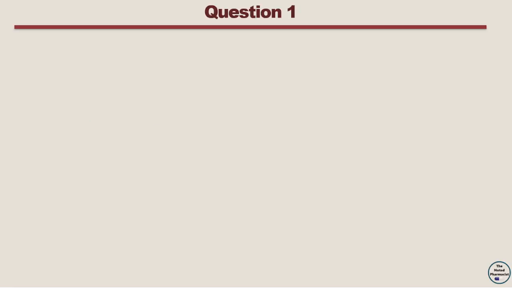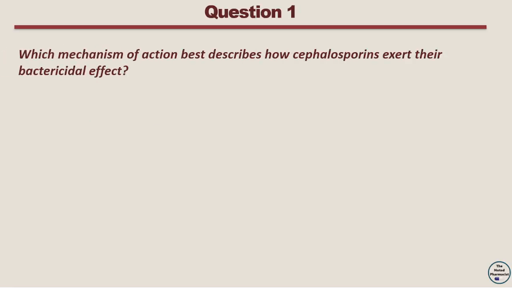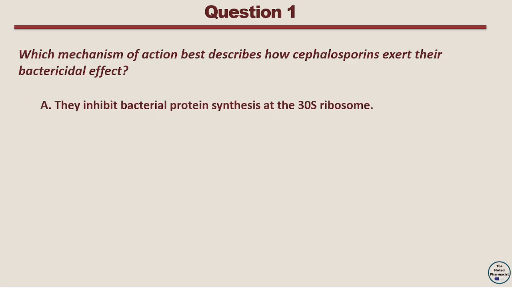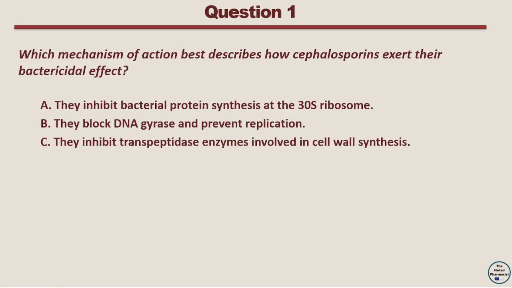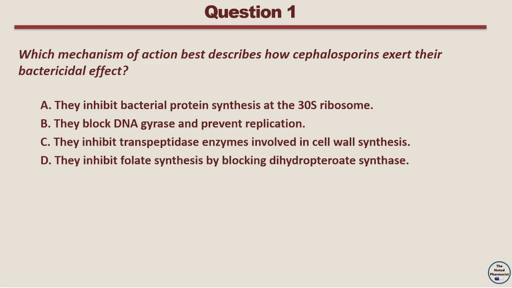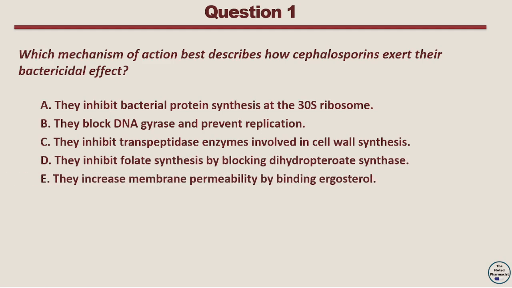Question 1. Which mechanism of action best describes how cephalosporins exert their bactericidal effect? Option A. They inhibit bacterial protein synthesis at 30S ribosome. Option B. They block DNA gyrase and prevent replication. Option C. They inhibit transpeptidase enzymes and cell wall synthesis. Option D. They inhibit folate synthesis via dihydropteroate synthase. Option E. They increase membrane permeability by binding ergosterol.